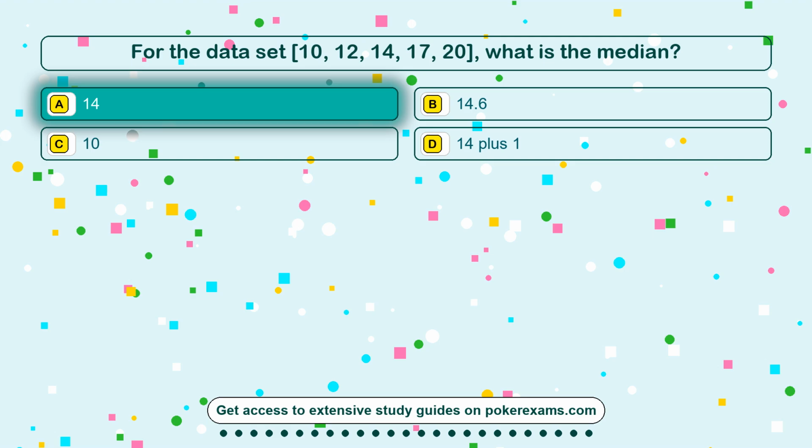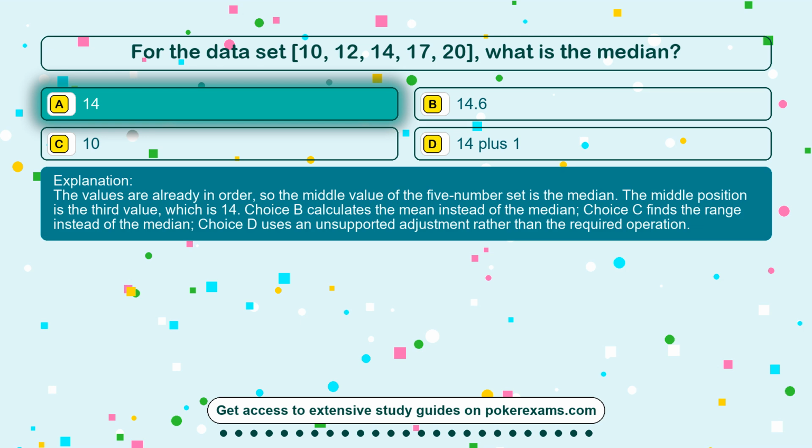The correct answer is option A, 14. The values are already in order, so the middle value of the 5-number set is the median. The middle position is the third value, which is 14. Choice B calculates the mean instead of the median, choice C finds the range instead of the median, choice D uses an unsupported adjustment rather than the required operation.